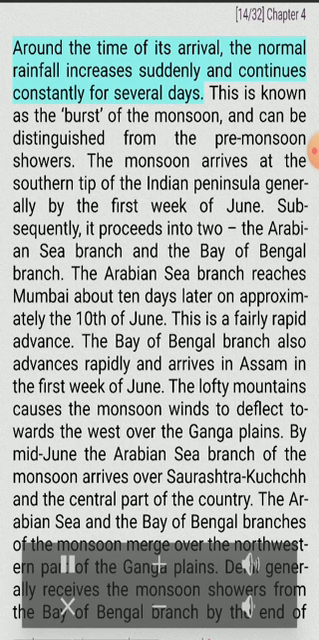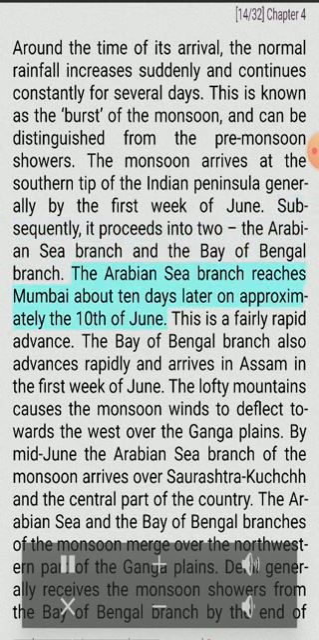Around the time of its arrival, the normal rainfall increases suddenly and continues constantly for several days. This is known as the burst of the monsoon, and can be distinguished from the pre-monsoon showers. The monsoon arrives at the southern tip of the Indian peninsula generally by the first week of June. Subsequently, it proceeds into two, the Arabian Sea branch and the Bay of Bengal branch.